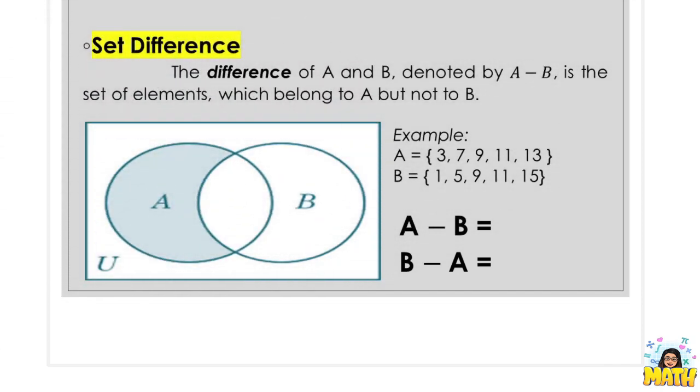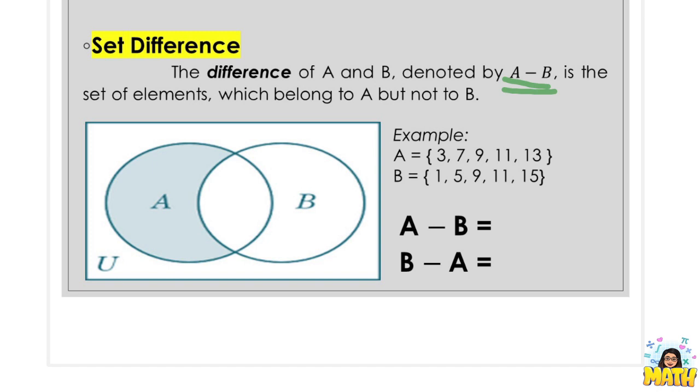The third one is the set difference. The difference of set A and B, denoted of course by the minus sign, is the set of elements which belong to A but not to B. So dito, we are given two sets that we need to subtract. Pero tatanggalin natin lahat ng common elements nila at kung ano lang ang matira sa set A, yun na ang kanilang difference. So set A and set B ay ganun pa rin.